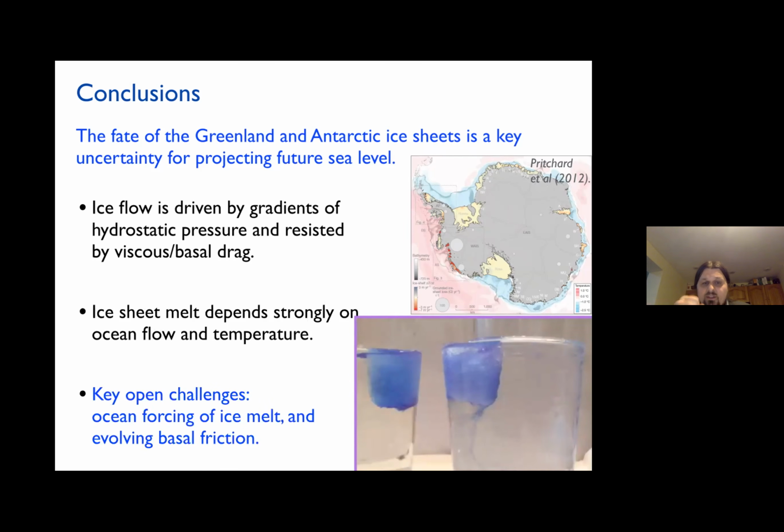And there are various uncertainties. One of these is how the ice shelf melt depends strongly on ocean flow and temperature, and how those effects couple together to control the impacts of ocean forcing on the ice sheet melting. And another key uncertainty regards the basal drag, so how the friction behaves on the bottom of the ice sheet.